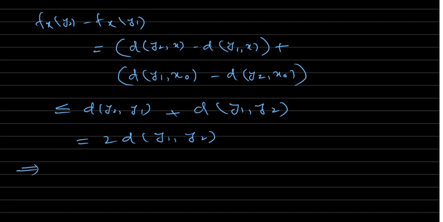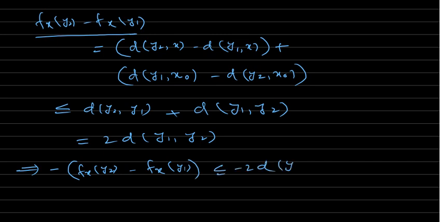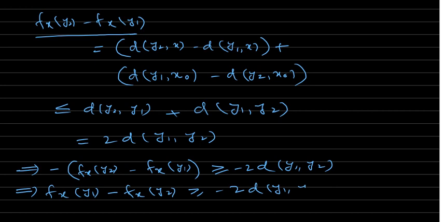Now let's see minus times this. Okay, applying minus sign on both sides. So this minus times fx y2 minus fx y1 is less or equal to minus twice dy1y2. और you can see fx y1, sorry, it's greater or equal to, not less or equal to, it's here greater or equal to. Okay, fx y1 minus fx y2 is greater or equal to minus twice dy1y2.